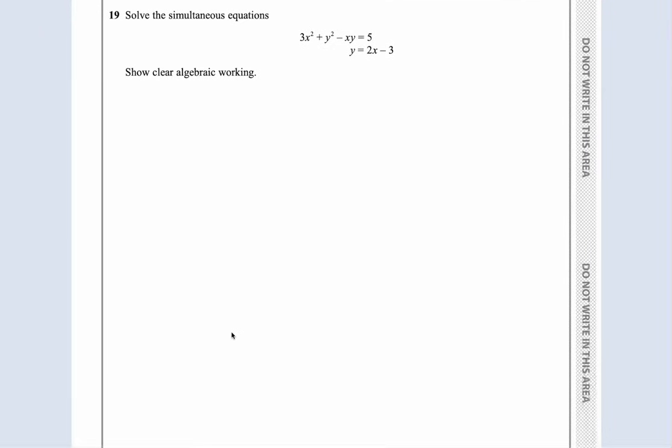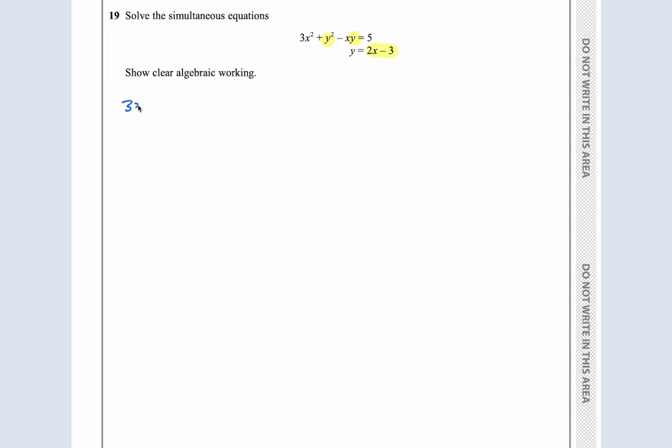Okay, question 19. Solve the simultaneous equations. Okay, so we have one equation that is linear and one that is not linear. So we're essentially going to substitute, and this is already arranged in terms of, well, y is already the subject, it's y equals 2x minus 3. So I can just sub 2x minus 3 in for y. So whenever you see a y here, I'm going to put 2x minus 3.